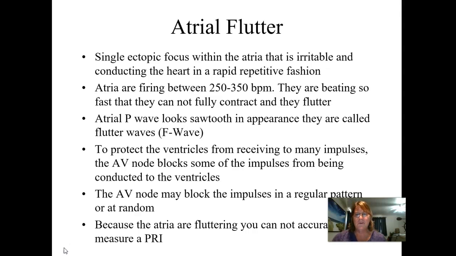Now, to protect the ventricles from receiving too many impulses, the AV node is going to block some of the impulses from being conducted to the ventricles. And that AV node can block the impulses in a regular pattern, or it can do it at random. Because the atria are fluttering so fast, you cannot accurately measure a PR interval.